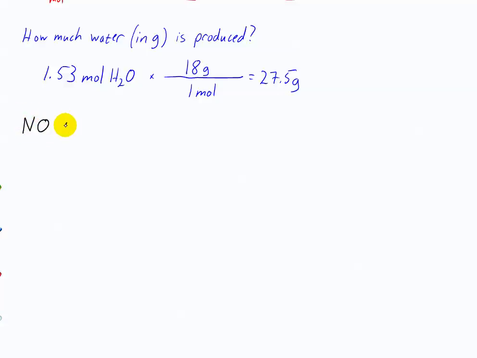Here's another reaction. Whoops. I'll leave it like that. We need to balance this first, because it's not balanced. That's always going to be your first thing. Whenever you see a chemical equation, you should always check to see if it's balanced. And if it's not, balance it.